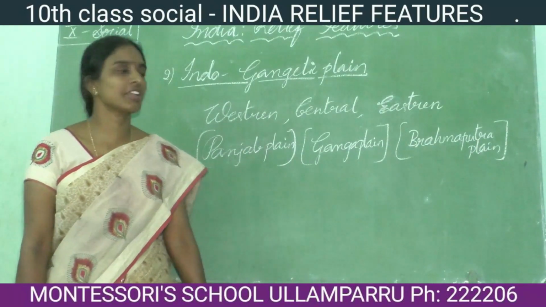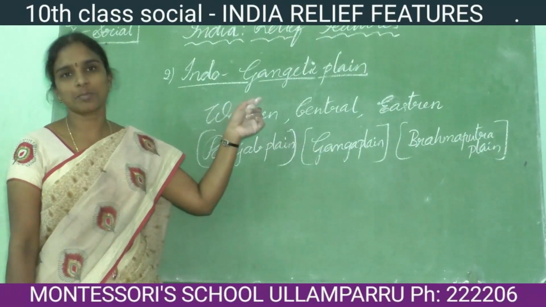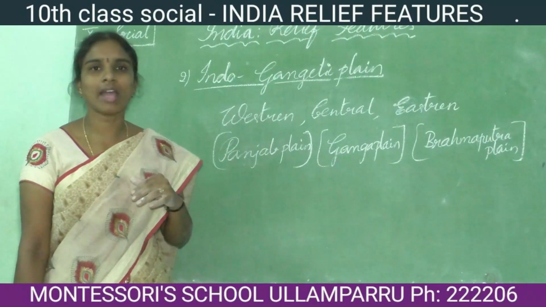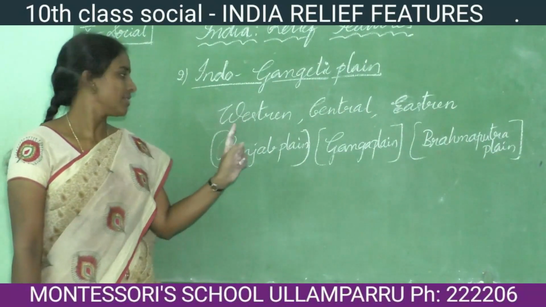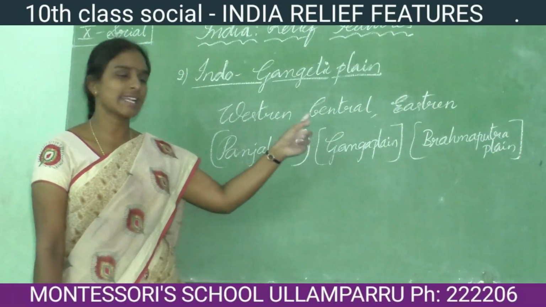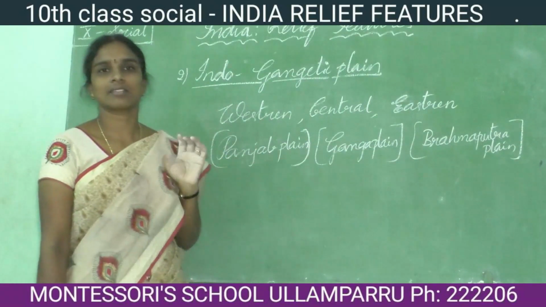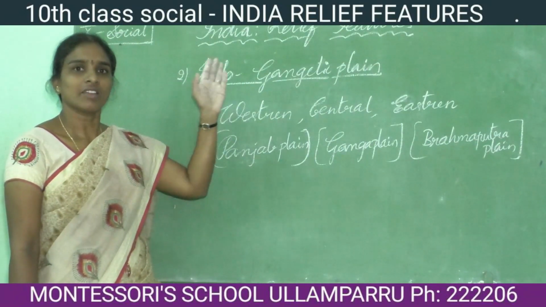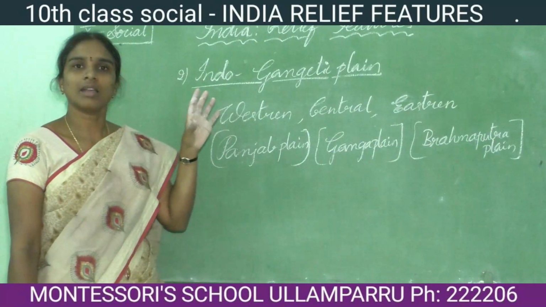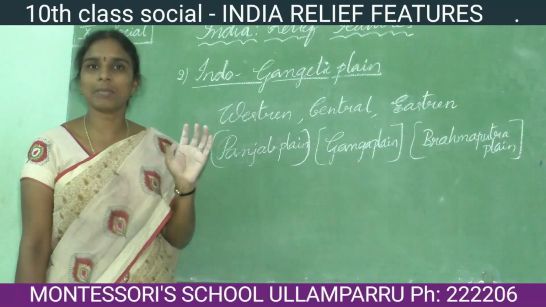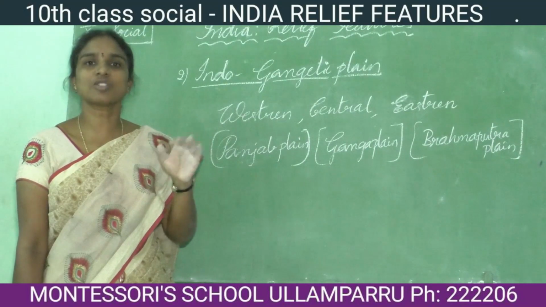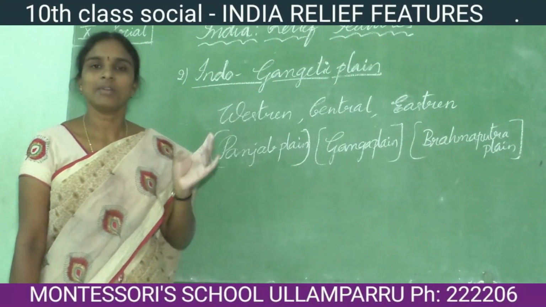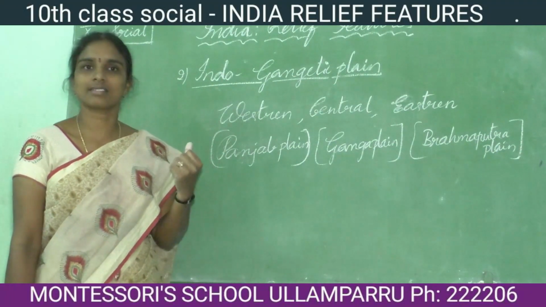The second relief feature of India is the Indo-Gangetic Plain. Like the Himalayas, the Indo-Gangetic Plain also has three parts: western part, central part and eastern part. You might have heard that the western portion is the plain region which is formed by the river Indus and its tributaries. What are the tributaries of the river Indus? Jhelum, Chenab, Ravi, Beas and Satluj.